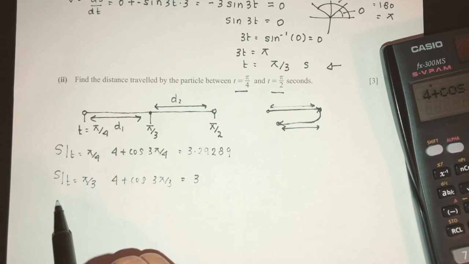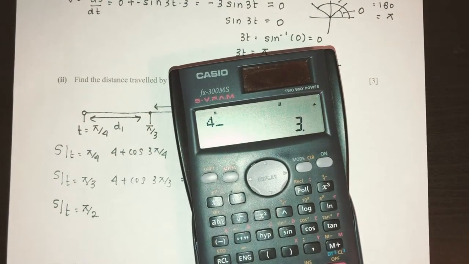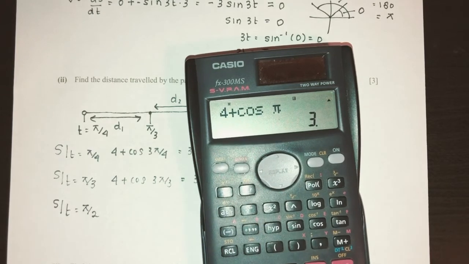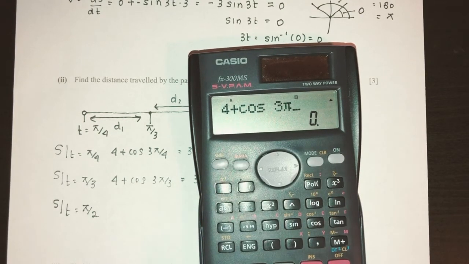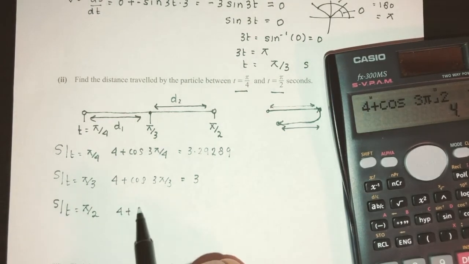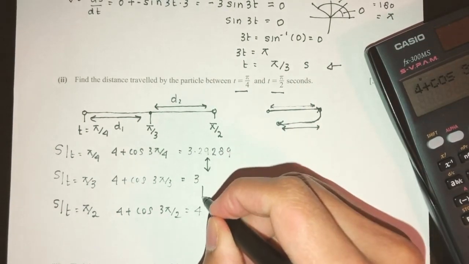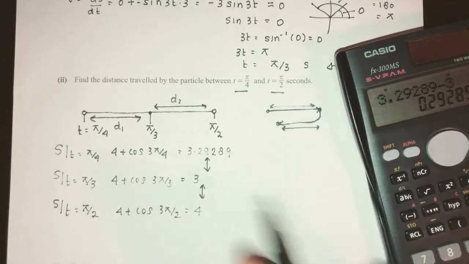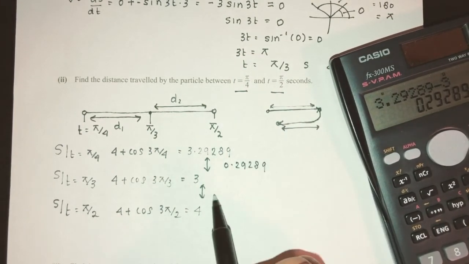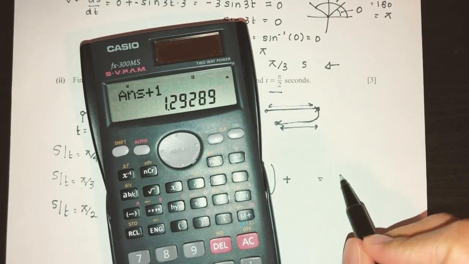And then this will be s at t equal to pi by 2. 4 plus cos 3, sorry, pi over 2. That will be 4. So we have to find this difference here and then this difference here. So this will be 3.29289 minus 3. That will be 0.29289, and this one will be 1. So in total, we have to add plus 1. That will be 1.29 meters. That is the distance traveled by the particle.